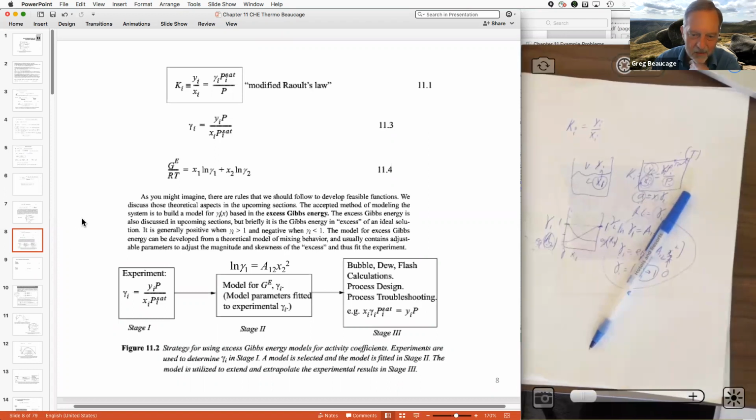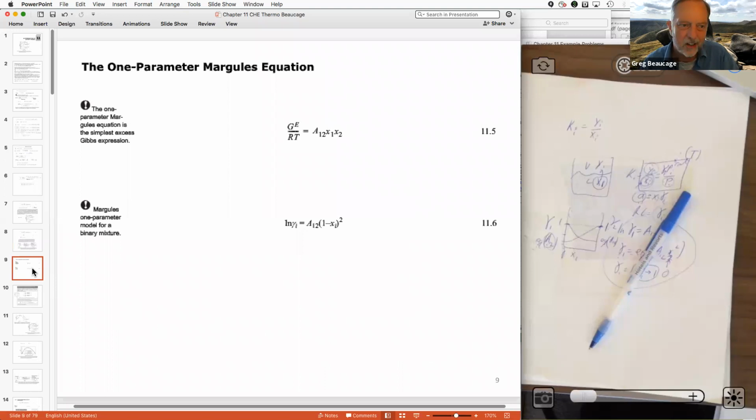It's going to be mostly iterative because there's two things you don't know. You don't know the gamma, and you don't know whatever it is you're trying to solve. So you have to iterate to solve these problems using an activity coefficient almost always. Everything's going to involve iterations, meaning Solver in Excel, or you could use some other program to do it.